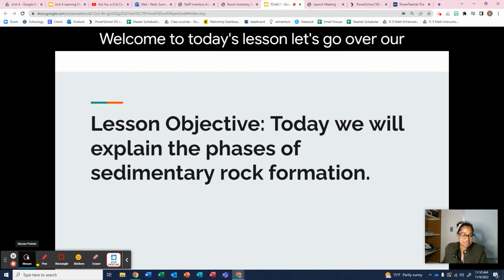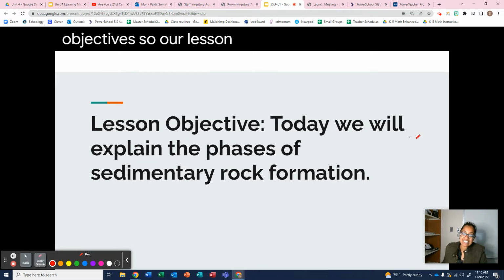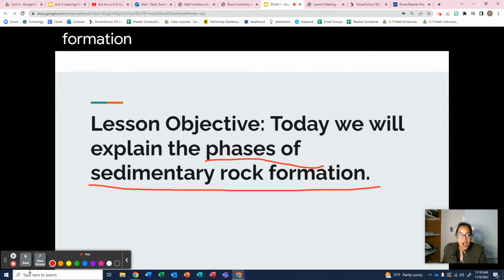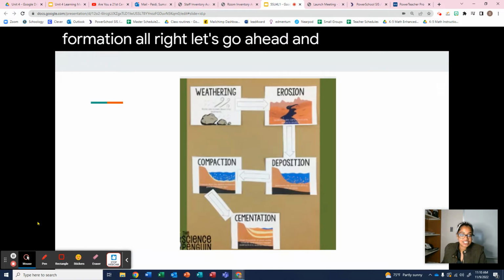Let's go over our lesson objective. So our lesson objective for today, we will explain the phases of sedimentary rock formation. All right, let's go ahead and get started.